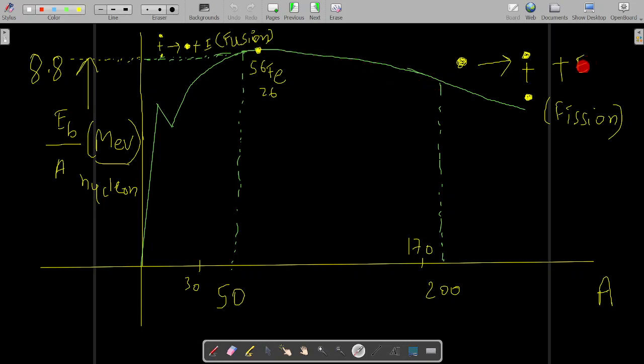So energy will be given out in this process, because these two nuclei will have binding energy over here, which is greater binding energy. So greater binding energy implies more stability, and as these two are more stable than this, some energy will be released. According to thermodynamics also you have learned this. So it will be an exothermic process.